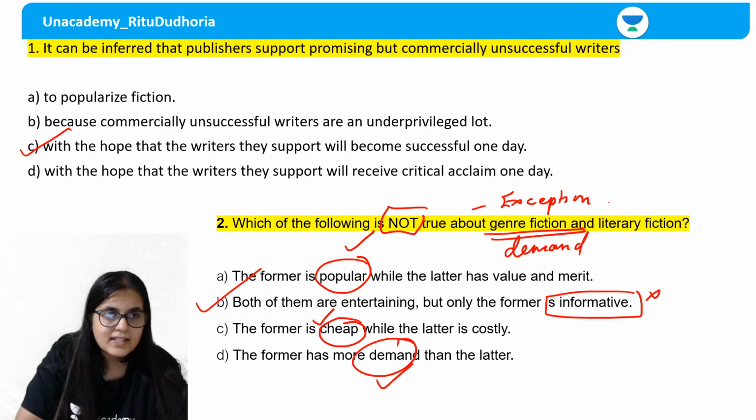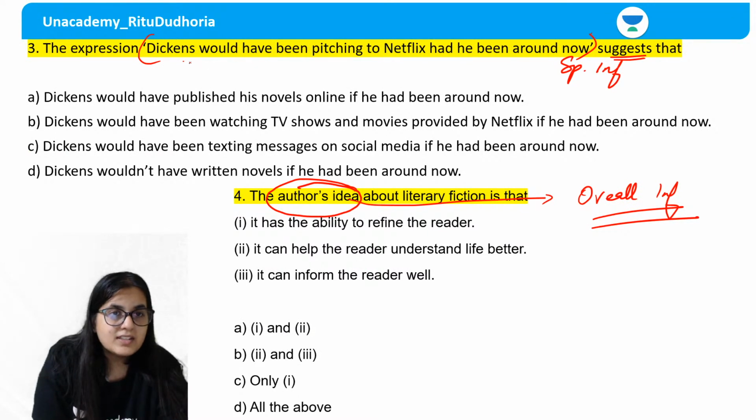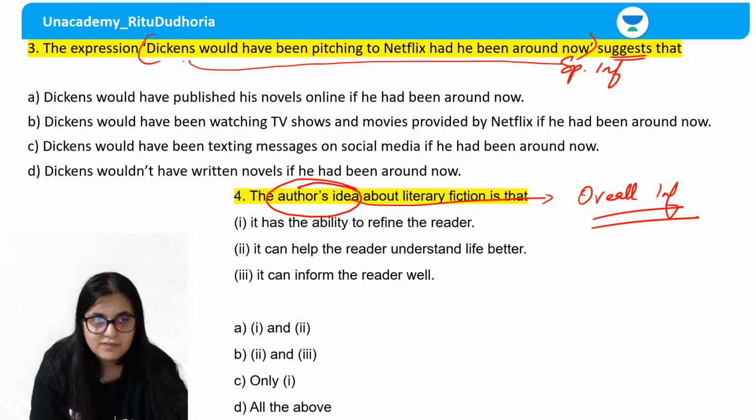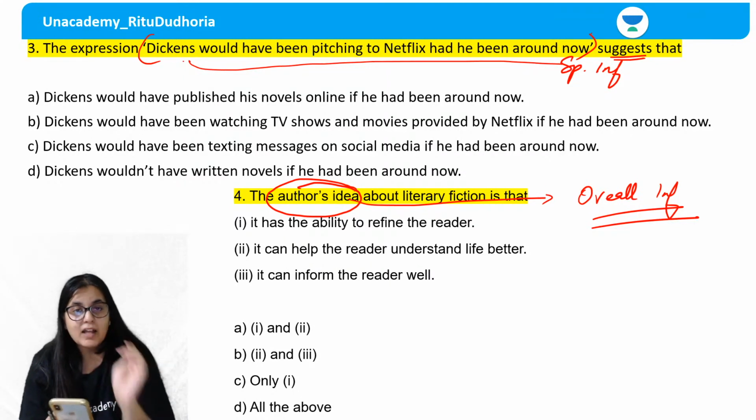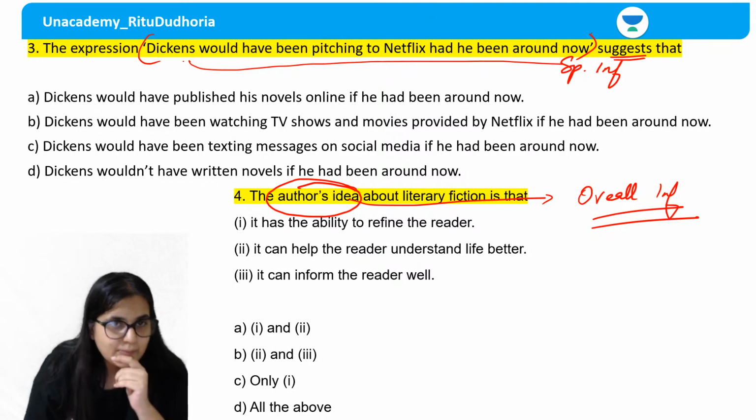Very good. Excellent, guys. Come on, let's go to the next question. Dickens would have been pitching to Netflix had he been around now. Elimination. Very good. Dickens had been pitching to Netflix if he would have been around now. Come on guys, what does this mean?